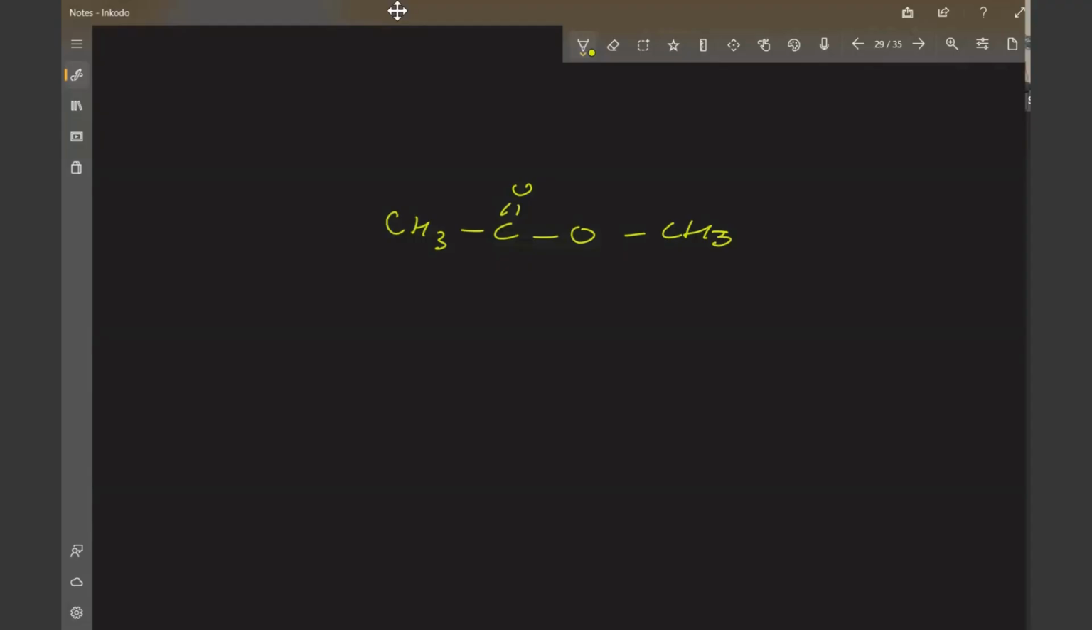Yeah, like the alcohol name should be in the first, and then the acid name should be in the second, like methyl ethanoate. But then wait, I'll explain you. You are missing one major part here. So what is the case?